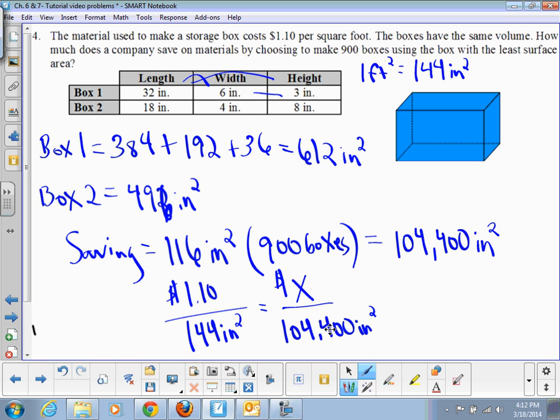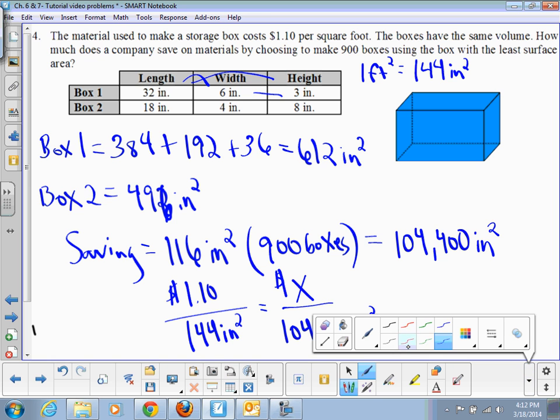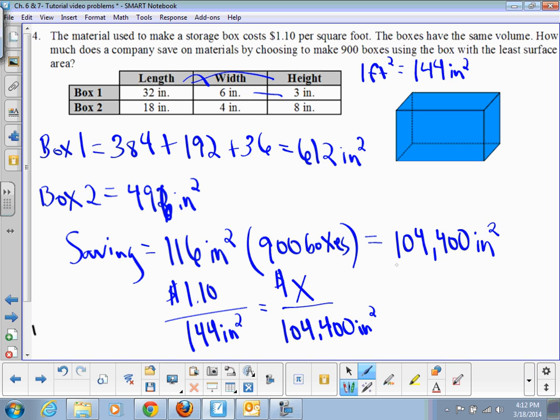From here, we just do cross products. So what we're going to do is say 104,400 times $1.10, and that's 114,840. Then we divide that by 144, and that is how we arrive at our final answer in savings of $797.50. But this is approximately, because it all depends on when you round.